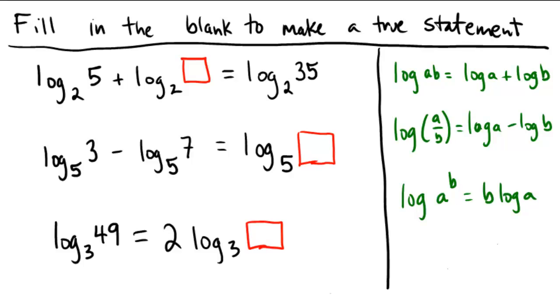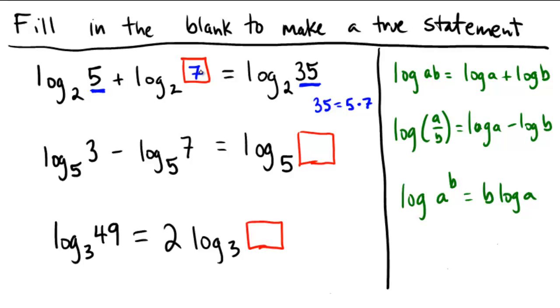In problem number 1, it said log base 2 of 5 plus log base 2 of blank has to be equal to log base 2 of 35. Notice that 35 is equal to 5 times 7. We already have a 5 from here, and the two numbers that multiply to be 35 are 5 and 7. So the two logarithms we're going to add together are 5 and 7, because log base 2 of 5 plus log base 2 of 7 will be log base 2 of the product of those, which is 35.